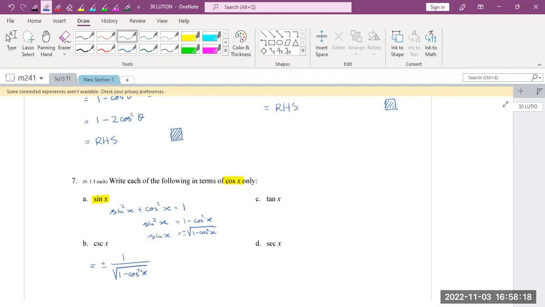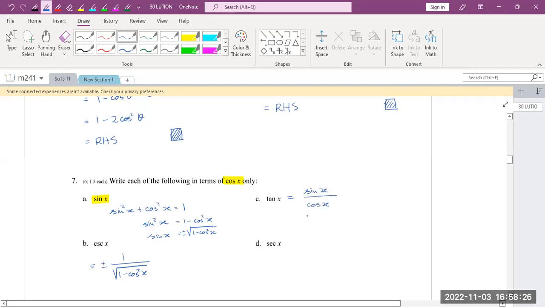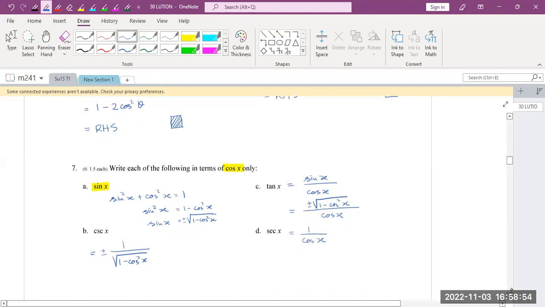How about tangent x? Tangent x we know as sine x over cosine x. Now we already have the cosine x on the denominator. The numerator is the one we need to care about, but we already have the sine, which is plus minus the square root of 1 minus cosine squared x, over cosine x. How about secant x? That's the reciprocal of cosine. What's so hard about it? So that's our number 7, and I believe that's the end of our non-calculator part.